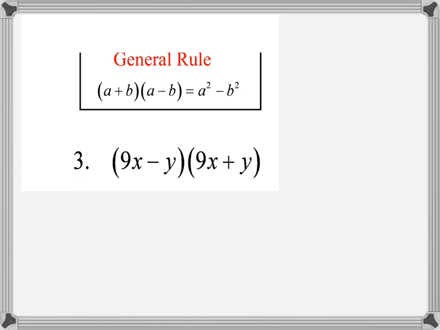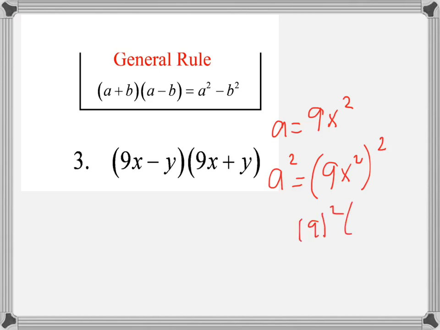Okay, for example number 3, it gets a little trickier. Our a is 9x squared. Okay, so our a squared is the square of 9x squared, and this is why we learned how to square a monomial in the previous lesson, because we're going to use it in this lesson here. Okay, so we have this 9x squared is a monomial, so I need to square all parts of it. So I have 9 squared times x squared squared. That's 81x to the 4th.